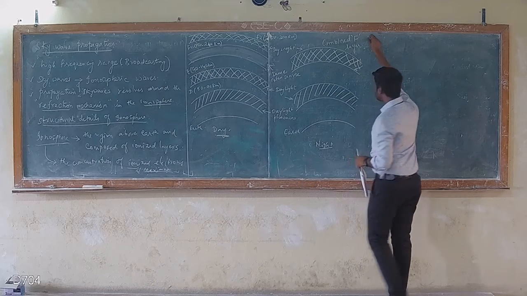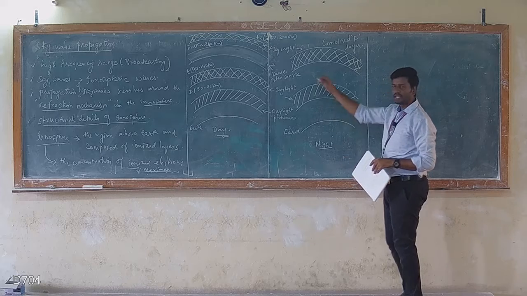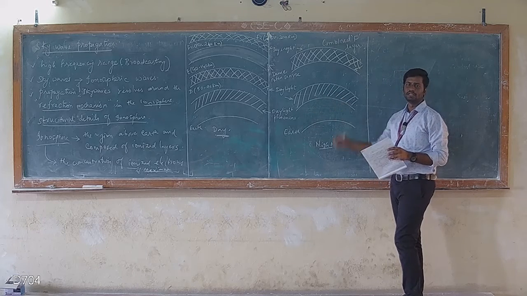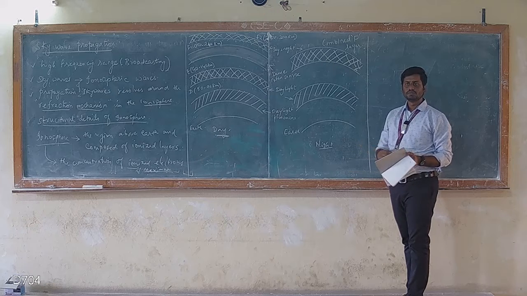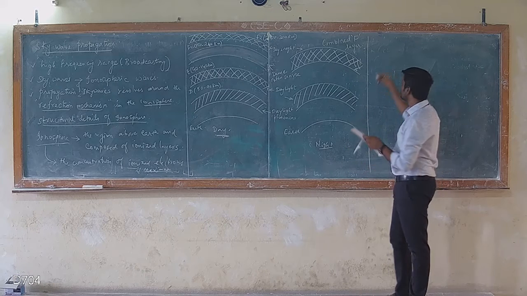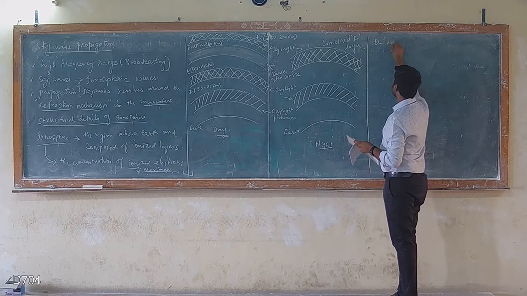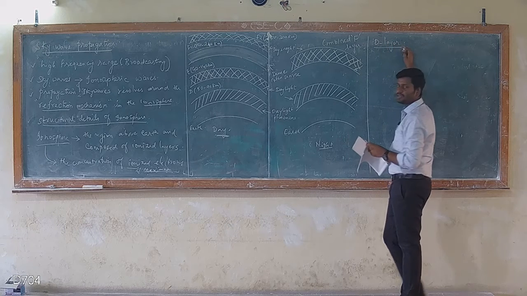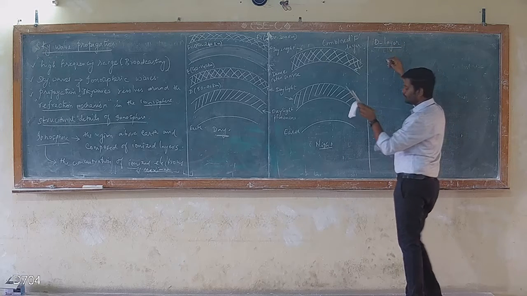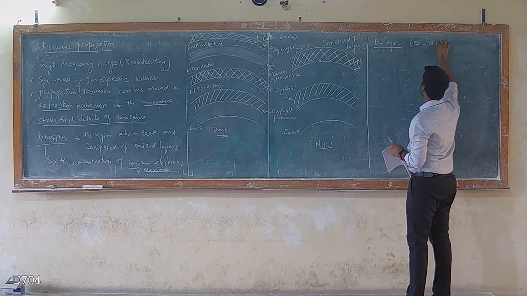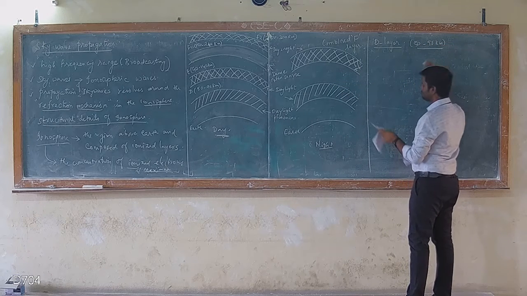Actually, I have summarized the different layers and the importance of each layer. Accordingly, they work to propagate your signal. We'll see the importance of each and every layer. First, we will see the D layer, where it exists and what its importance is. The D layer, as I mentioned in the diagram, exists about 50 to 90 kilometers from the Earth's surface.